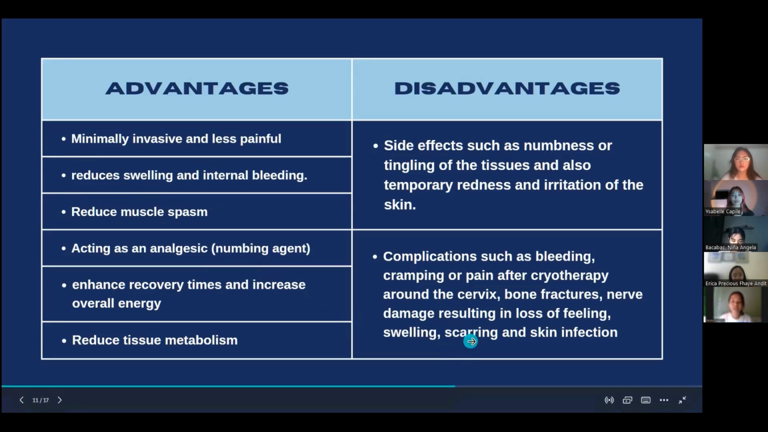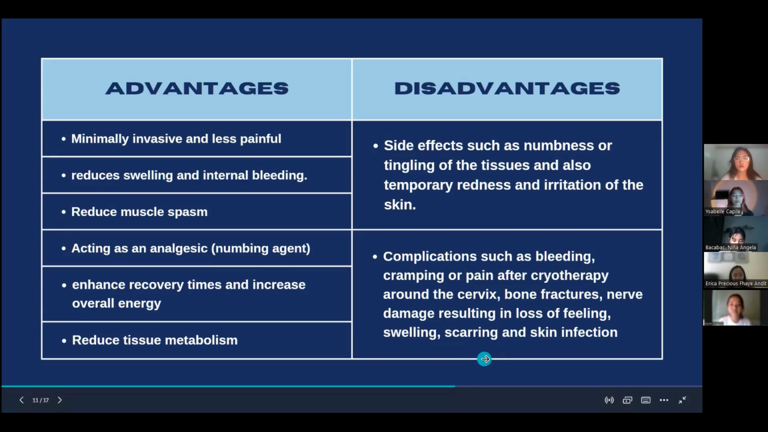Cryotherapy also has disadvantages. You may experience side effects such as numbness or tingling of the tissues, and also temporary redness and irritation of the skin. And next, you may experience complications such as bleeding, cramping, or pain after cryotherapy around the cervix, bone fractures, nerve damage resulting in loss of feeling, swelling, scarring, and skin infection.